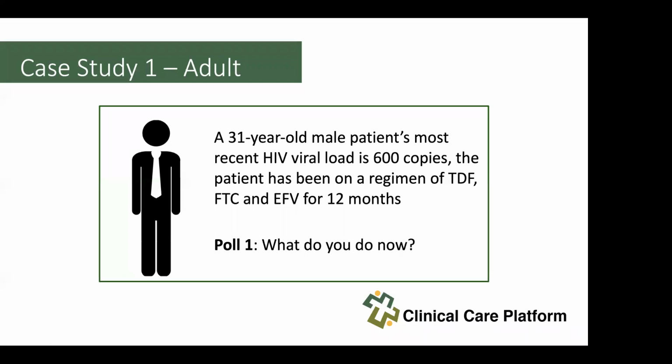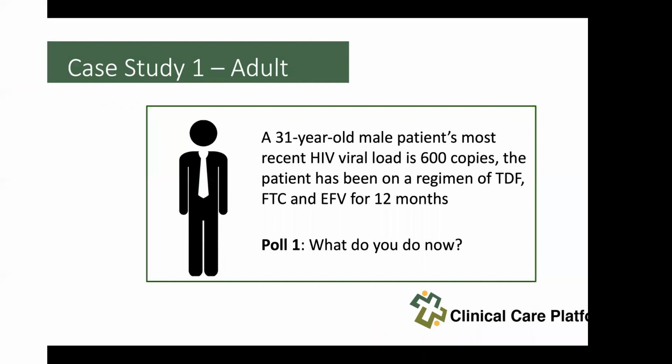So here's a short scenario to set the scene. You have a 31-year-old male patient who presents to you with a viral load of 600 copies. He's on ARVs for more than a year. Before we discuss this further, let me check with you: if a patient presents with a viral load of 600 copies after being on treatment for 12 months and is taking an NNRTI-based regimen with efavirenz, what would you do? What would be some of the things that you want to do at this point in time?